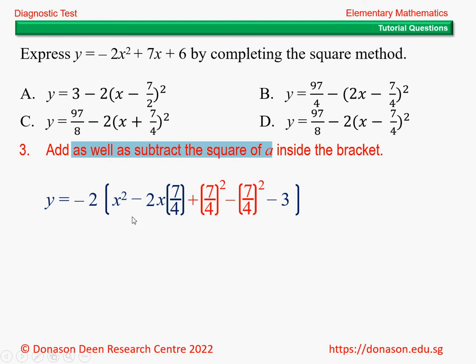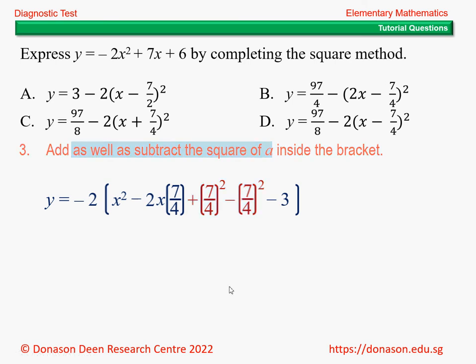So if you don't understand, listen to this again. The reason why I am adding a 7 over 4 squared is so that this becomes a perfect square, and because I have added it in order to make it into a perfect square, I am subtracting away a square of the term.